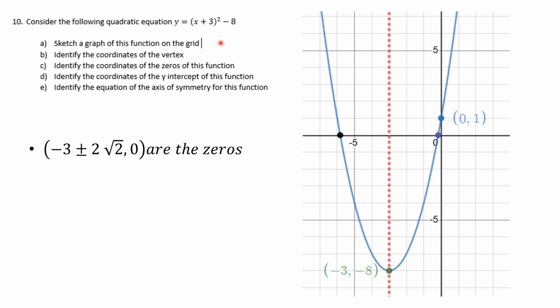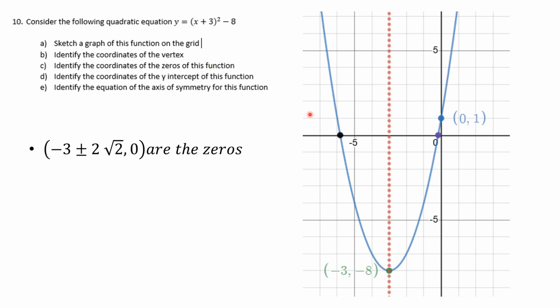Again, this was another graph. This was set up in the vertex formula, so it was easy to determine that the vertex was going to be minus 3, minus 8, and this opens up. So you have the graph for 2 points, the coordinates of the vertex for 2 points.